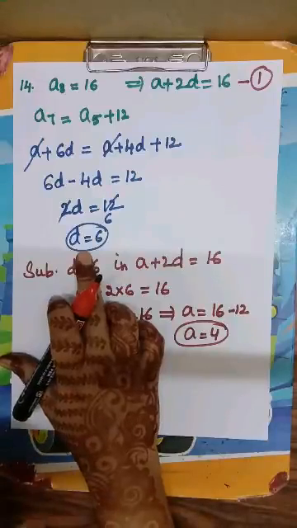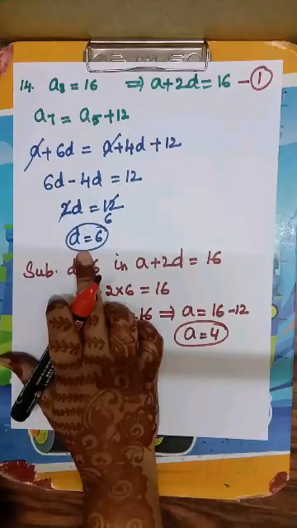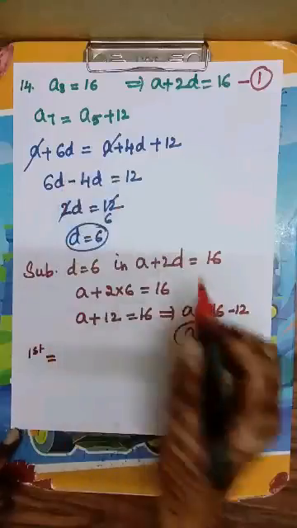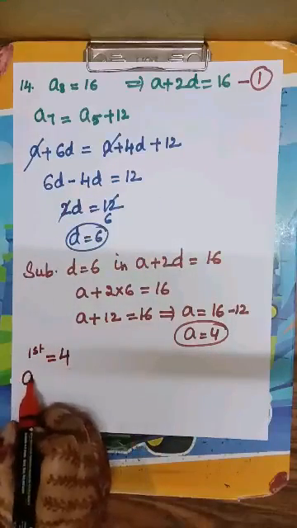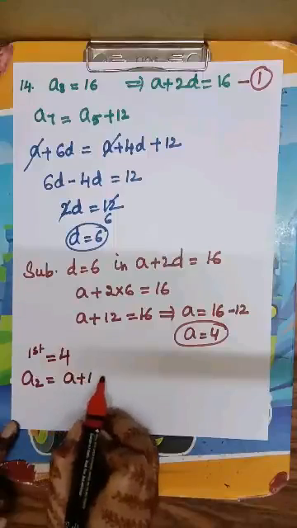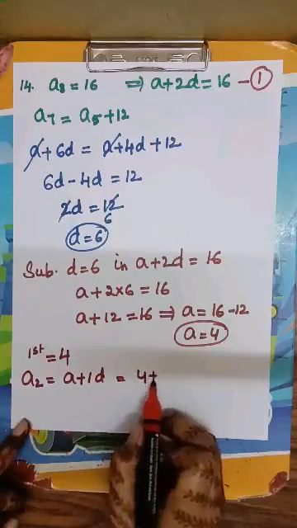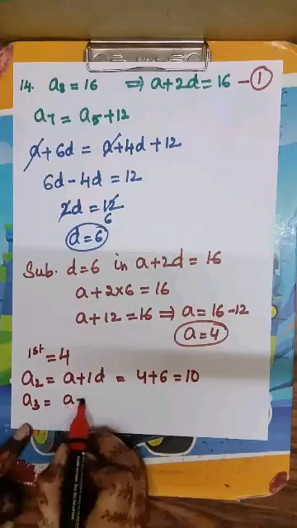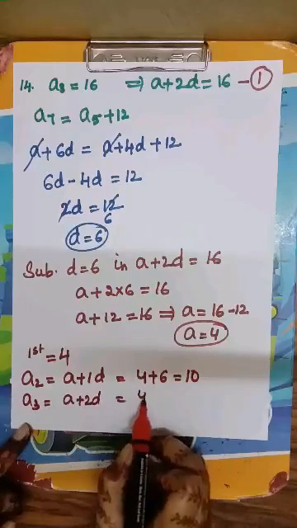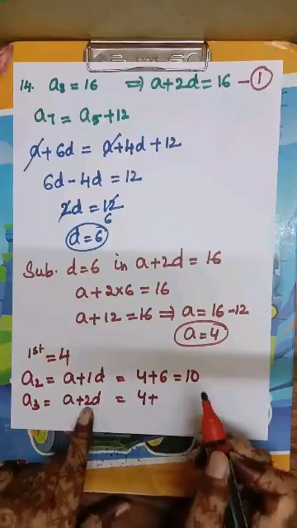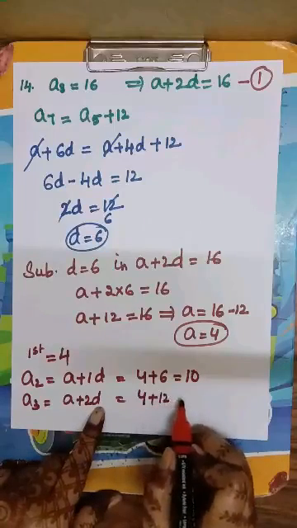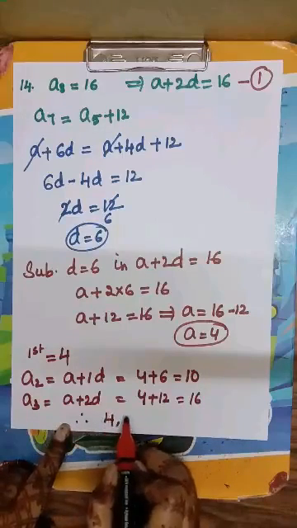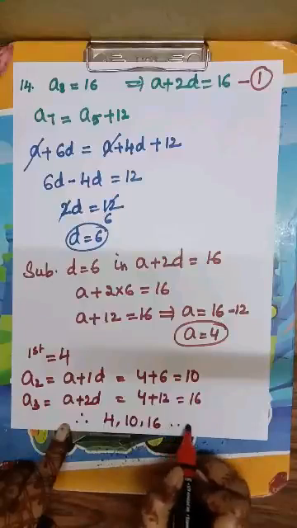We have to determine the AP, so we have to find the first term, the second term and the third term. The first term is always a, which we got as 4. The second term, a2, formula is a plus d, that is 4 plus 6, we got 10. The third term, a plus 2d: a is 4 plus 2 into 6, directly I am putting it as 12. 12 plus 4 is how much? 16. Therefore, the AP is 4, 10, 16 and so on.